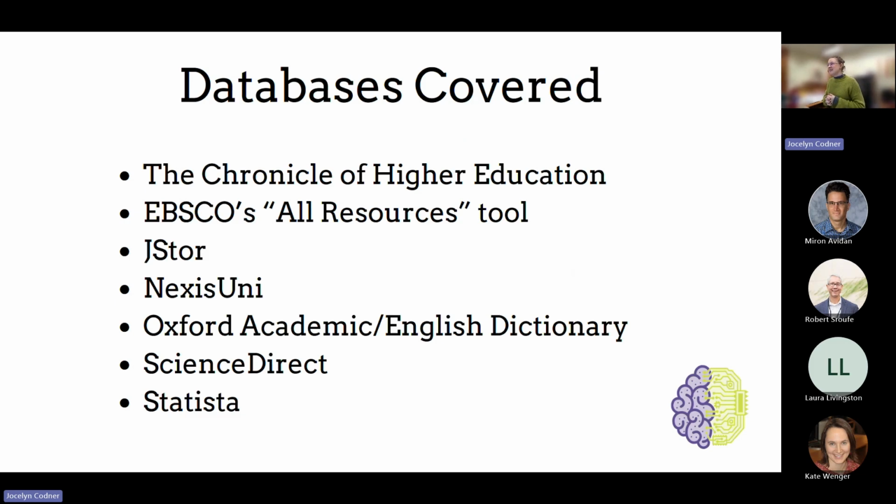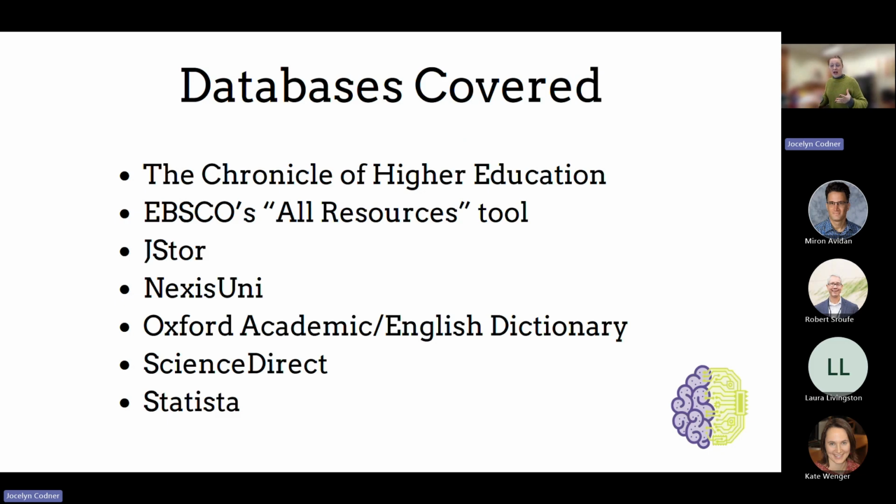So the databases that we're going to be exploring today, if we have enough time, are the Chronicle of Higher Education, EBSCO's All Resources tool. EBSCO is in an interesting position as it pertains to the JKM library, which I will get into. We're only going to be looking at one of EBSCO's products today, but we do subscribe to a lot of EBSCO's products. We are also going to be looking at JSTOR, NexisUni, the Oxford English Dictionary, ScienceDirect, and Statista.